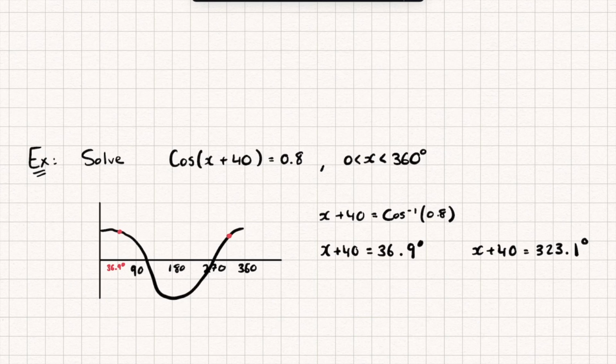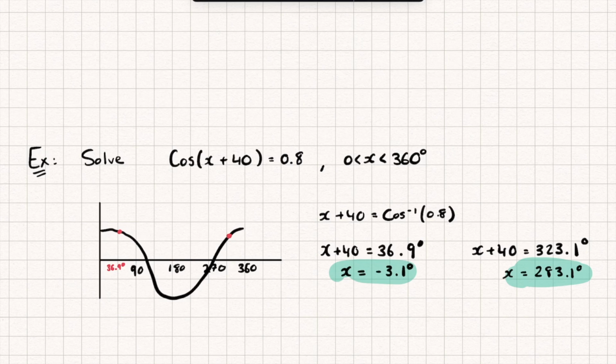Now I can subtract 40 from both of these to make x the subject. So I get x equals 283.1 degrees. And if I do the other one, subtract 40 from both sides, I get x equals minus 3.1. So if we take a look at these solutions, well, this one is in the interval, but this one isn't.